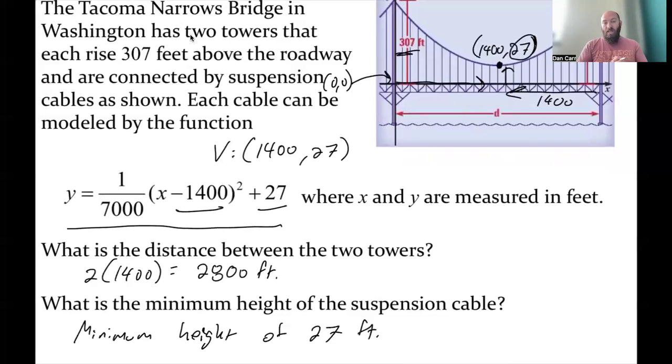And that's it for today. So that's our graphing with our vertex form and understanding some of our important points there and how we can use that to make a graph, but also to analyze some of these word problems based on that graph.